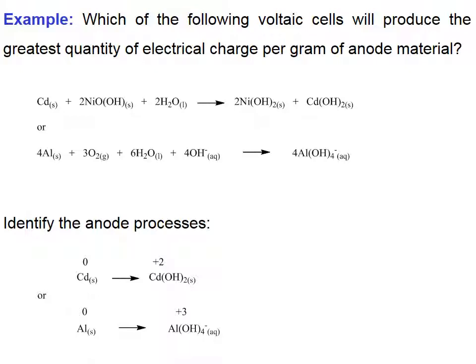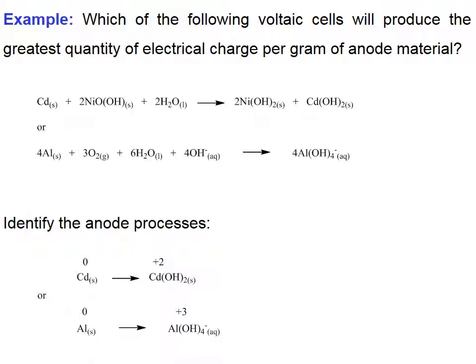So in each case we need to identify what is the anode and cathode process, and then we can get a cell potential, and then we've got to calculate how much charge would be transferred when 1 gram of the anode is consumed. So we'd be turning that gram of anode material into a number of moles, then into a number of moles of electrons, and then into a charge, and multiplying it by our cell potential.